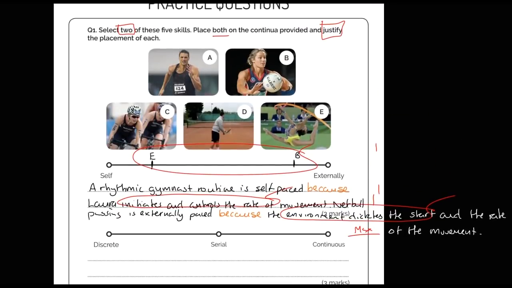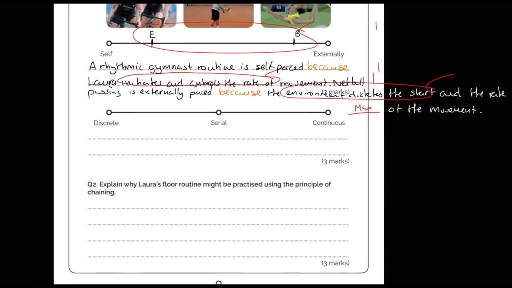By the way, continua is simply the plural of continuum. So we have one continuum and we have two continua. Okay, so we have two continua, just in case you're unsure of why that's that way.